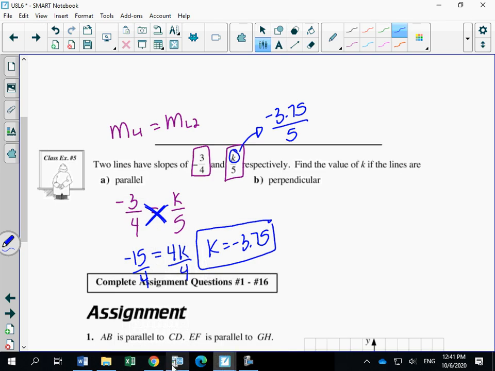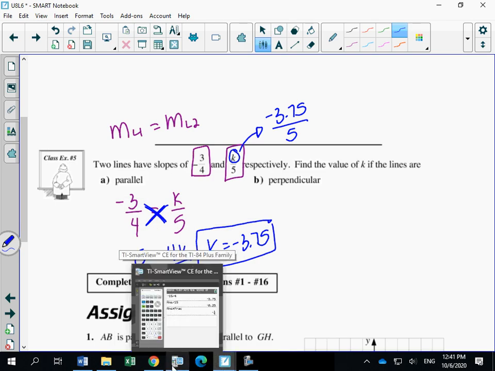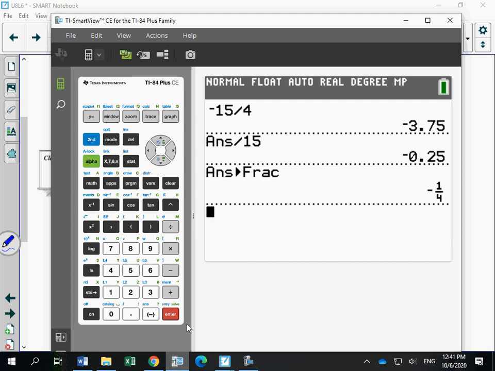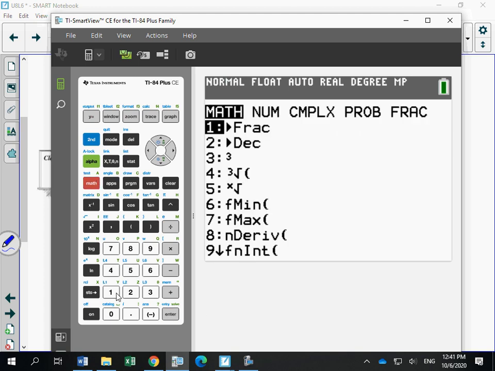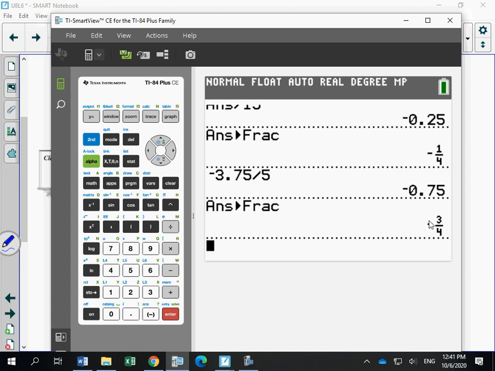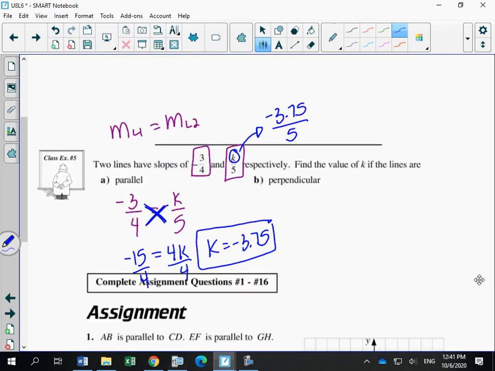And what did I do wrong? -3.75 divided by 5. Oops. Okay, sorry. -3.75 divided by 5 gives me -0.75. Math 1 fraction that answer, and we get -3/4. So let's rewrite that. This is -3/4.